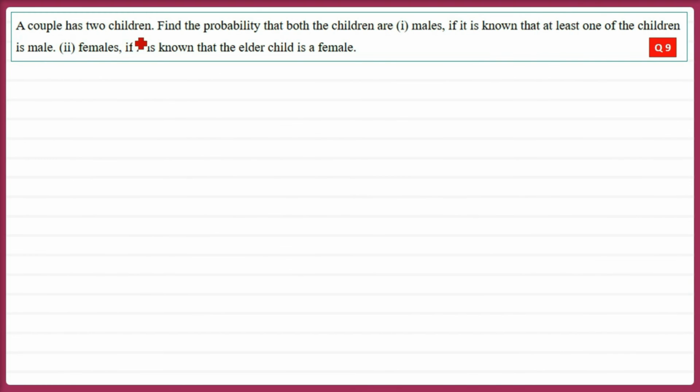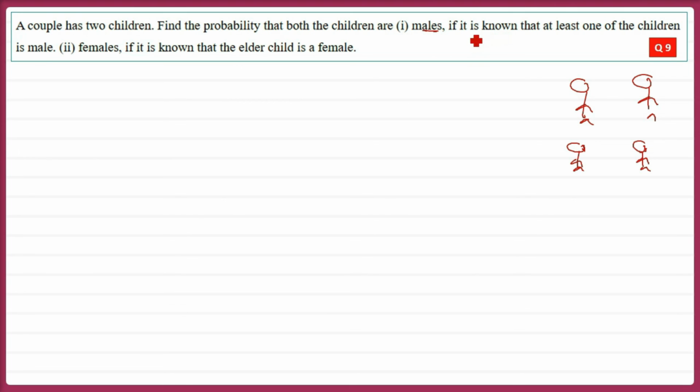A couple has two children. This is the first one, this is the second one. You can call them mother and father. Now they have two children. This is the first one, this is the other one. Now they are different permutations which are possible. First of all, find the probability that both the children are males.